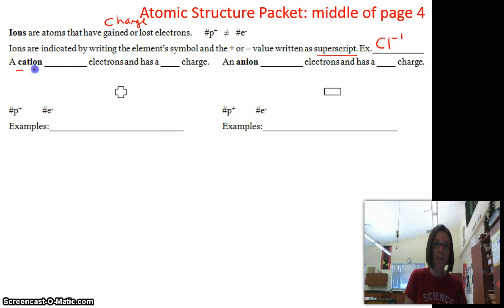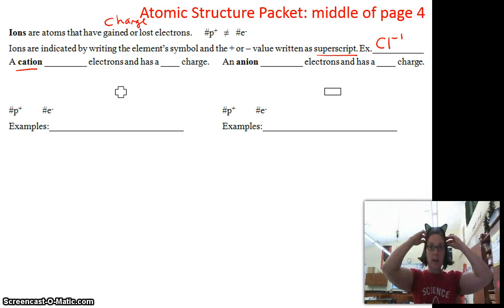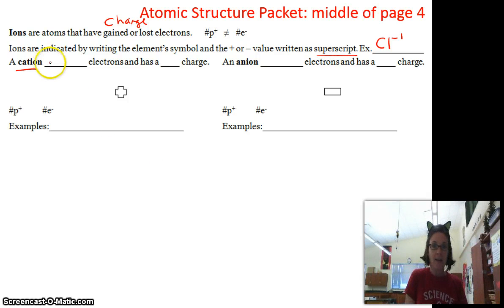This word is pronounced cation, and to help you remember that, I'll give you a little visual aid. Here you go, little kitty ears. So a cation has lost electrons, and now it has a positive charge. What that means is it now has more protons in the nucleus than electrons in the electron cloud.